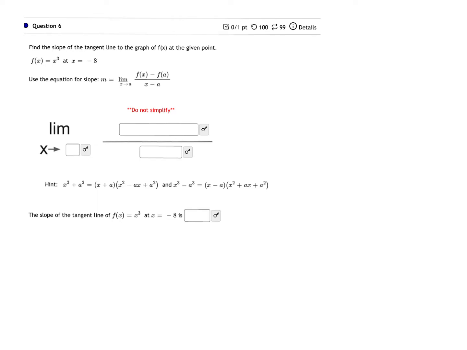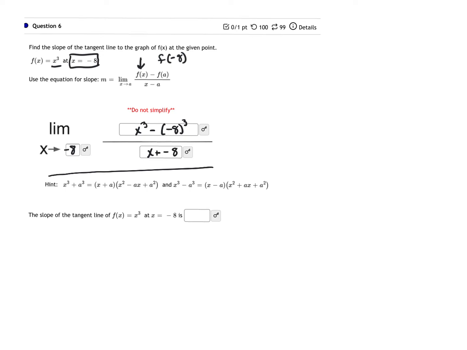The first thing I'm going to do is see if I can fill out my limit statement. I start by saying we want it at x equals -8. So that means I have to take the limit as x approaches -8. F of x is just going to be my x cubed. F of a is f of -8 because a is going to be -8. That's what I'm approaching here. So that'll be minus a -8 cubed. And on bottom, I have x minus a, -8.